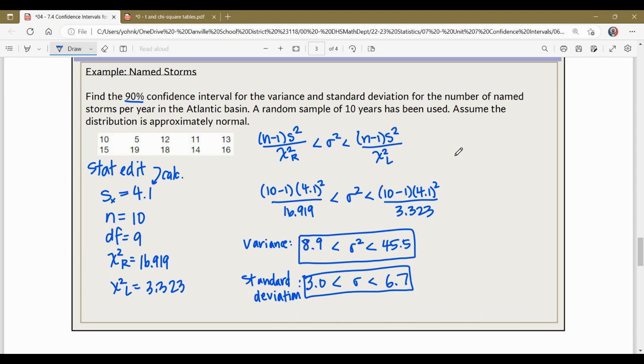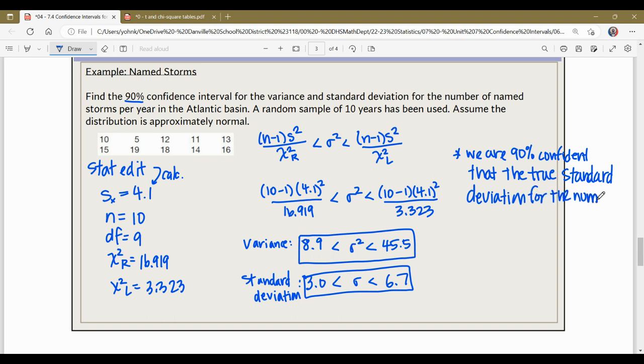And we can say our sentence, we are 90% confident. That's not very confident. That the true standard deviation for the number of storms is between 3.0 and 6.7 storms.